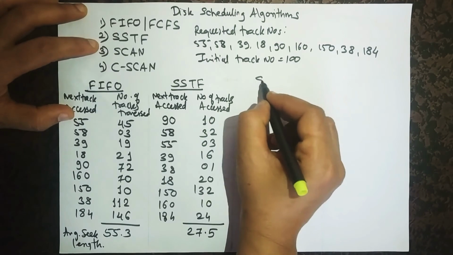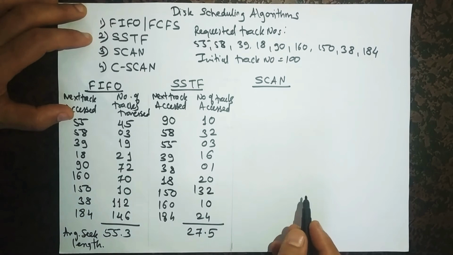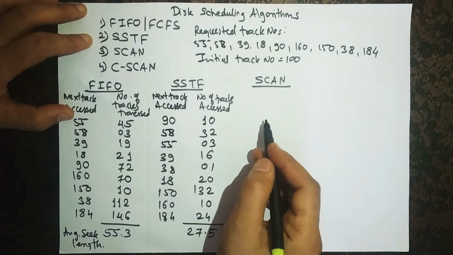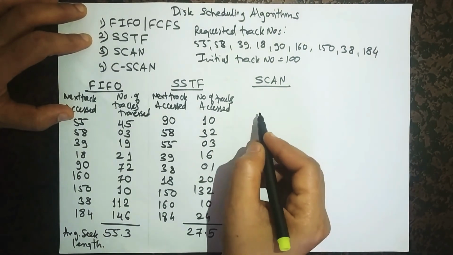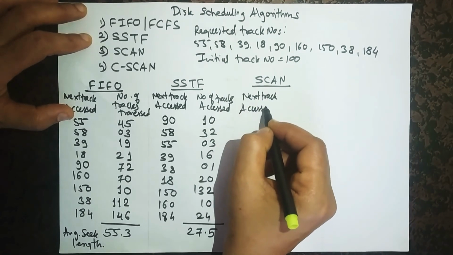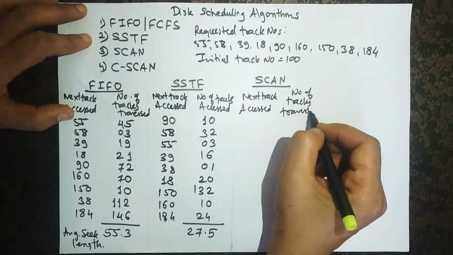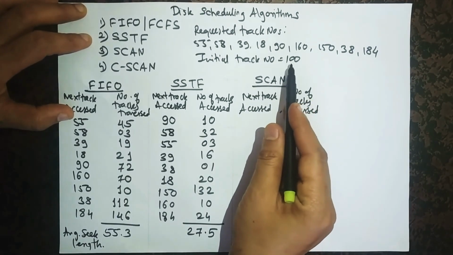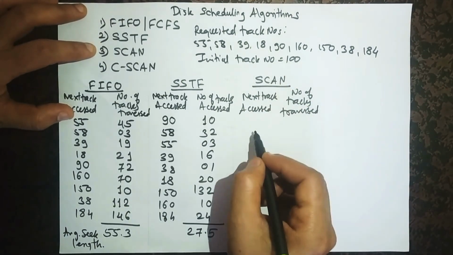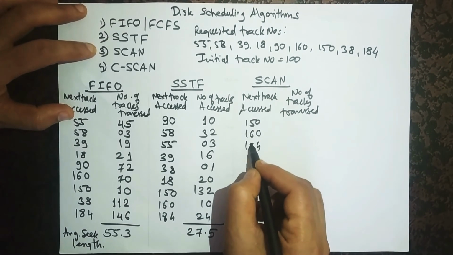Now the next is the SCAN algorithm, which is also called the elevator algorithm, because it works the same way as an elevator. An elevator goes in the increasing direction and then the decreasing direction. Here we have the initial track number as 100. We will again write next track accessed and number of tracks traversed. After 100, the initial track, it goes in the increasing direction. So after 100 we have 150, then 160, then 184 in the increasing direction.